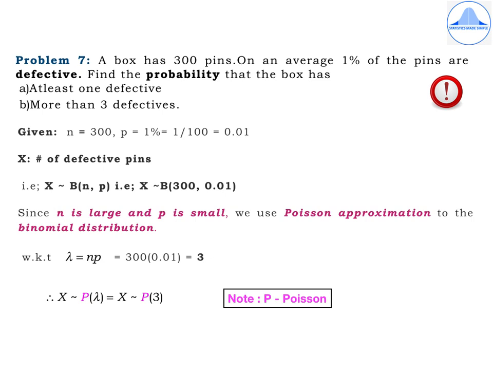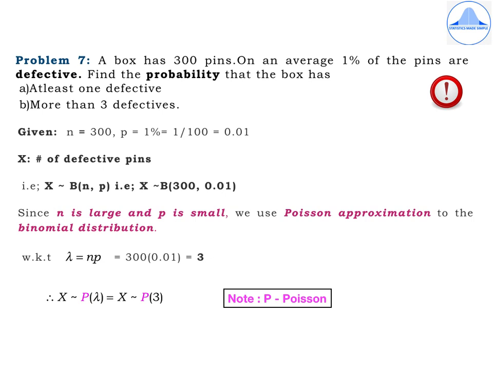Again, in this problem, the word defective is used. Hence, it will be a binomial distribution problem. So, the two parameters are n and p. In this case, n is 300 and p is 1%, that is the probability of a pin being defective.